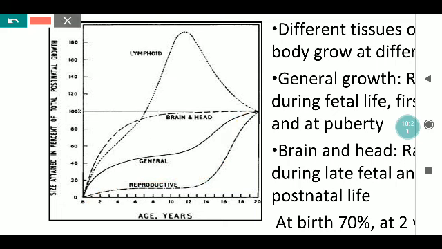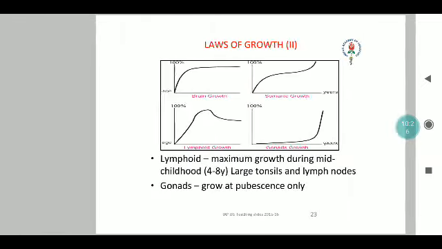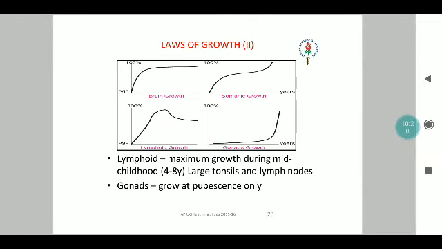This chart basically depicts all the different spheres of growth and development. Like I mentioned, lymphoid growth is maximum during mid-childhood to late childhood, 4 to 8 years, where large tonsils and lymph nodes happen. Gonadal growth is maximum at pubescence only.